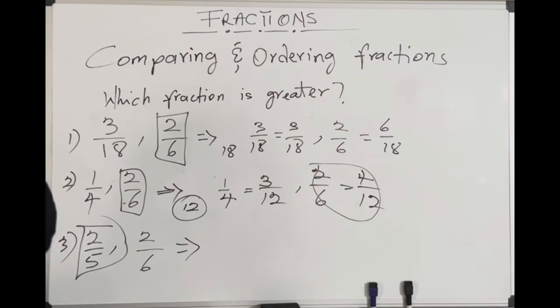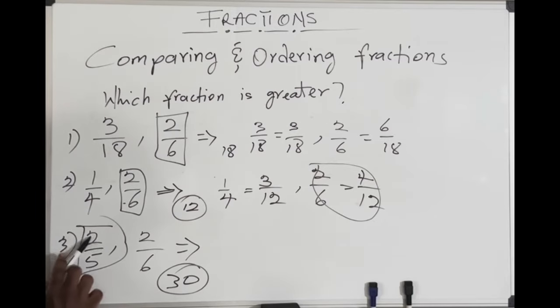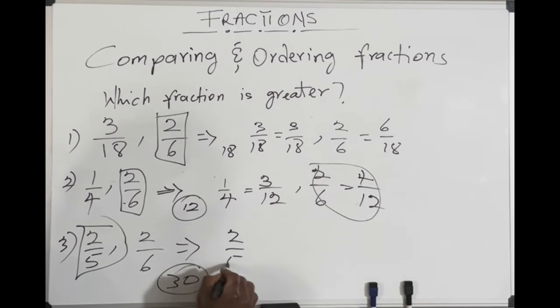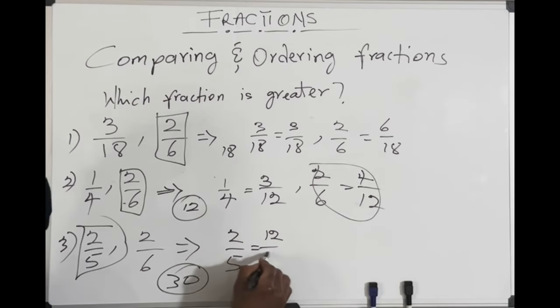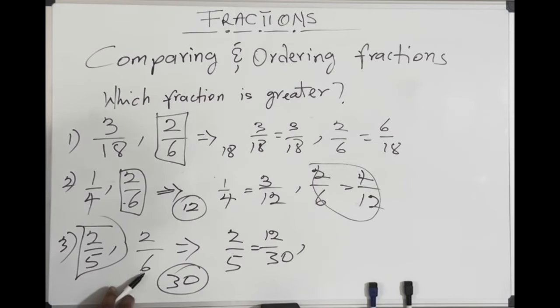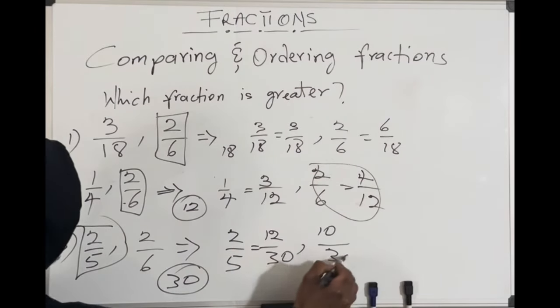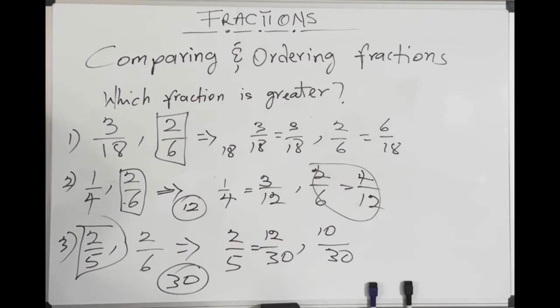between these, the least common multiple, look at it, I think we'll get 30, right? Yeah, so 30. 5 goes into 30, 6 times. So 2 times 6, you get 12 over what? 30. And then 6 goes into 30 how many times? 5. So 5 times 2 is 10 over what? 30. Between them, 12 over 30 is the greater. So we pick 2 over 5. So yes, both methods work. Which one works best for you? Choose that one.